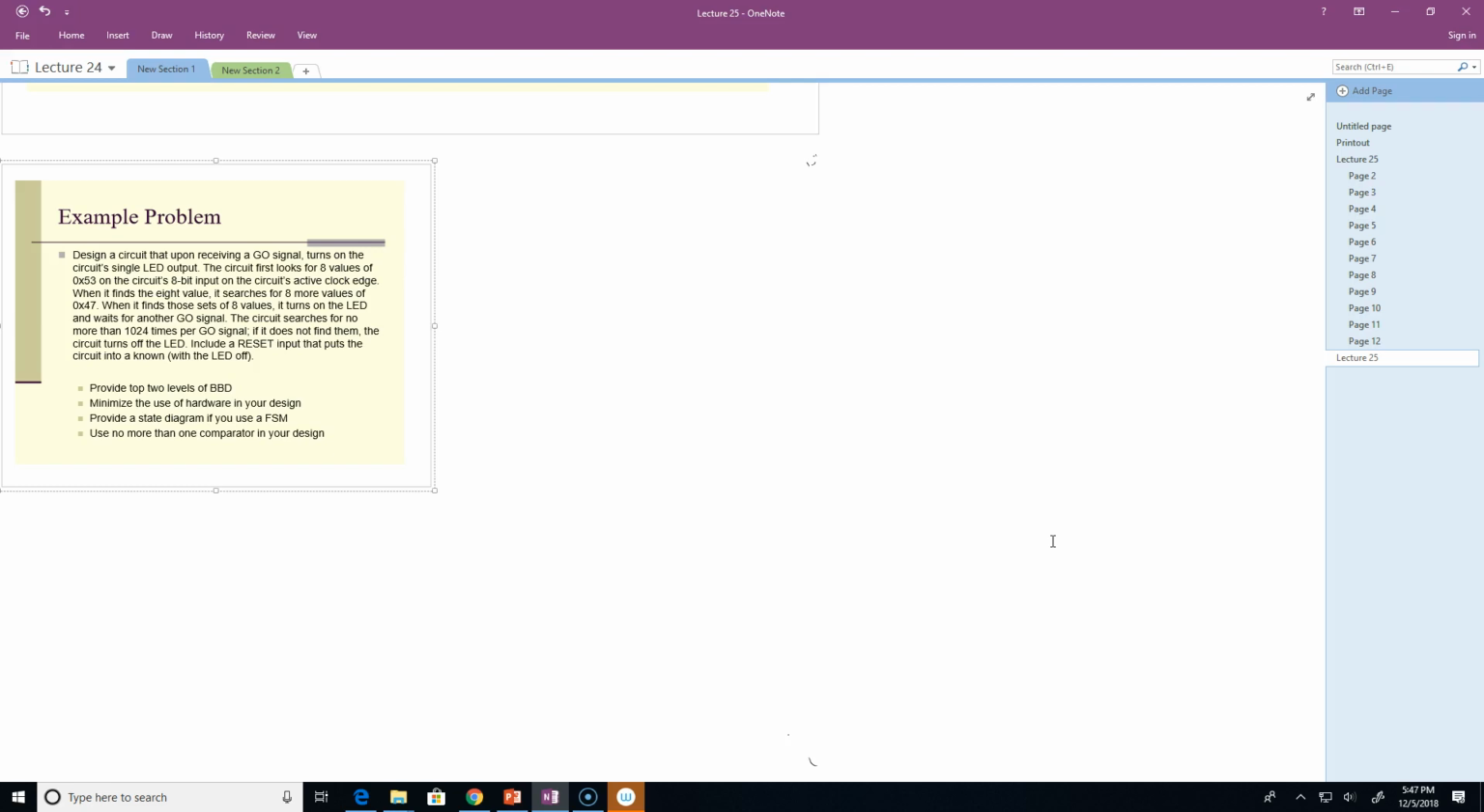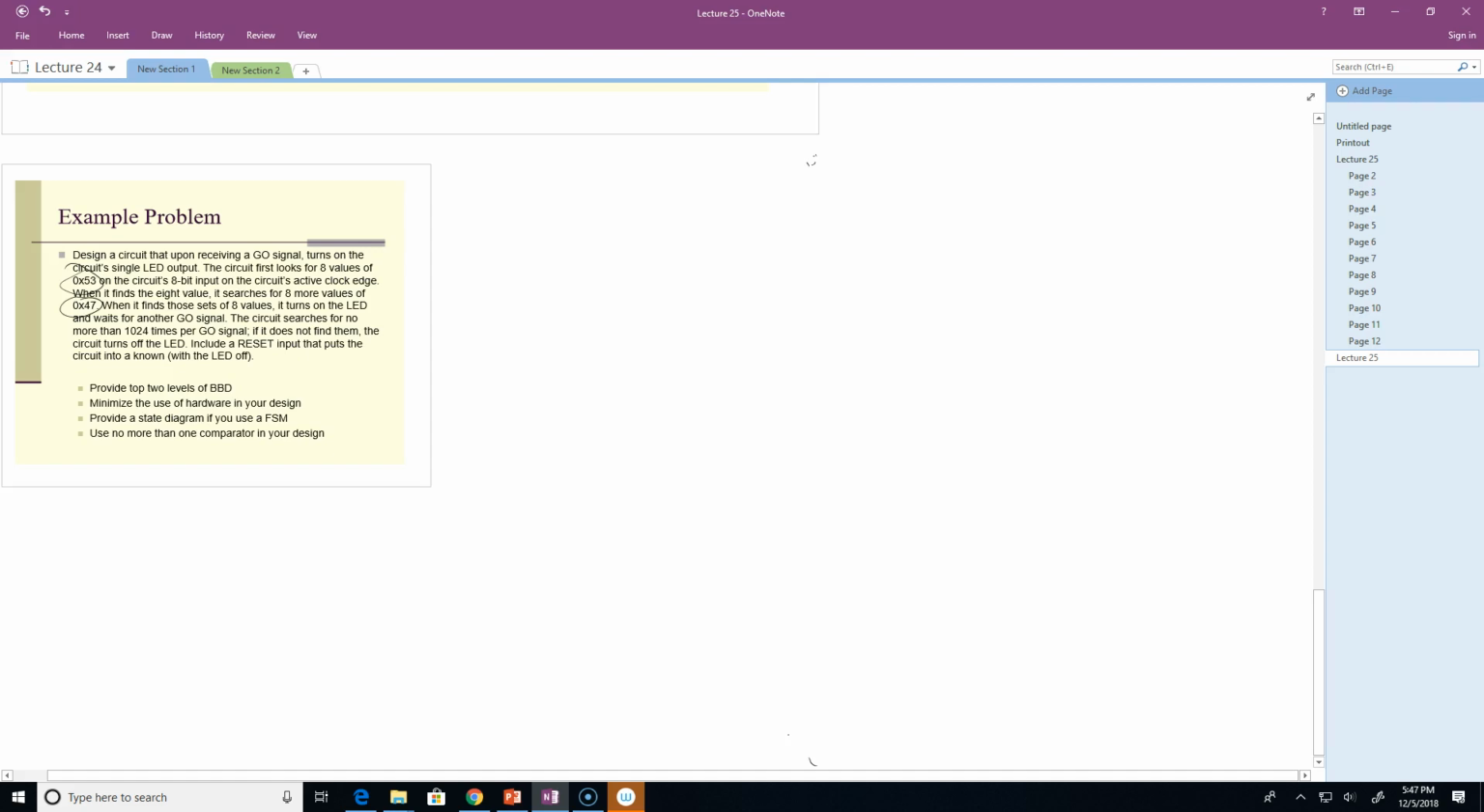Okay, so this problem is doing two things here. It's searching for the values of 53, and it's searching for the values of 47. Someone's going to press a go button, and it's going to count the number of times 53 shows up. If it shows up 8 times, it's going to count the number of times 47 shows up. If that counts up 8 times, I'm going to turn an LED on.